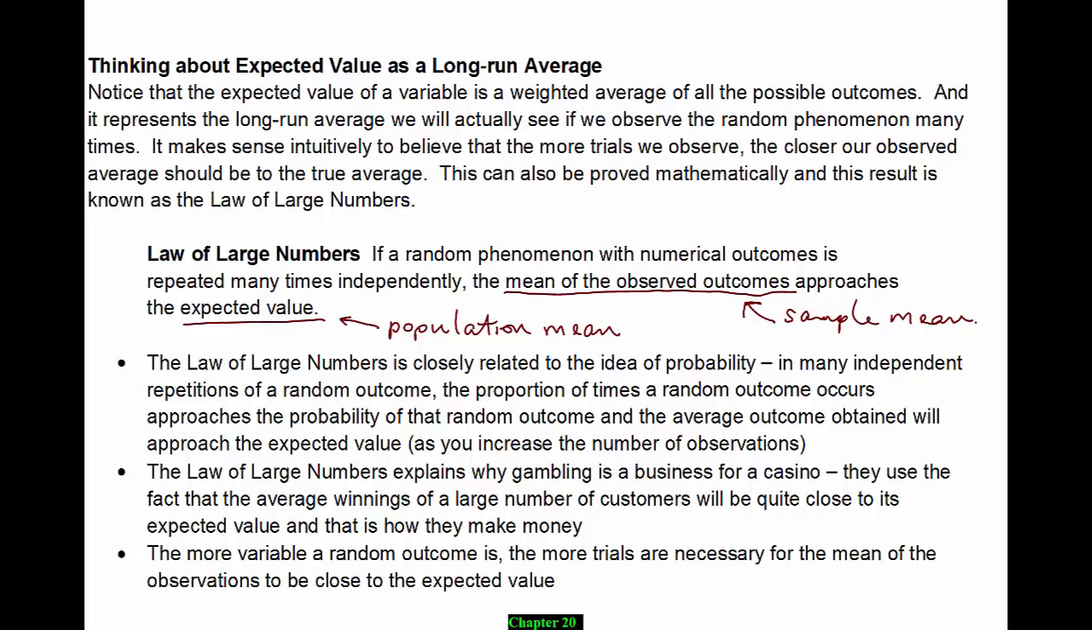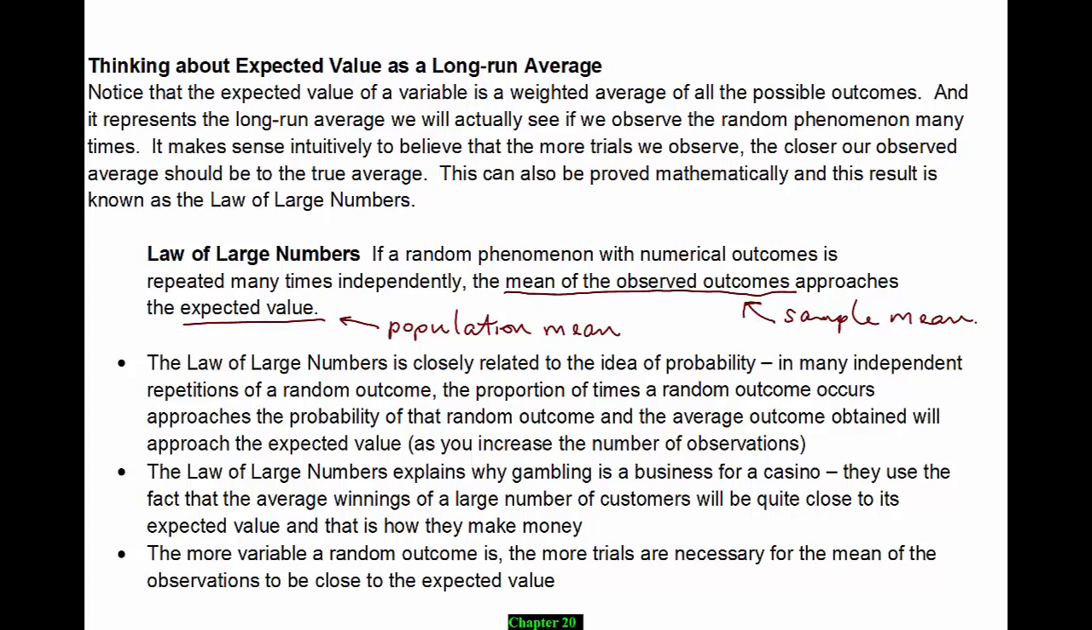The law of large numbers is closely related to the idea of probability. In many independent repetitions of a random outcome, the proportion of times a random outcome occurs approaches the probability of that random outcome. And the average outcome obtained will approach the expected value as you increase the number of observations. The law of large numbers explains why gambling is a business for a casino. And one last note, the more variable a random outcome is, the more trials are necessary for the mean of the observations to be close to the expected value.